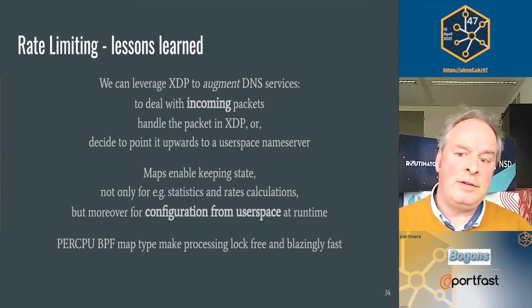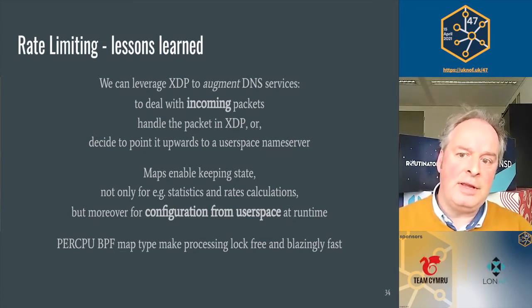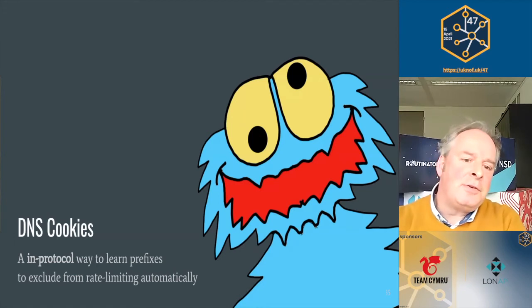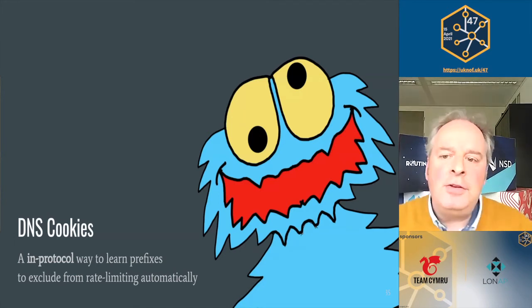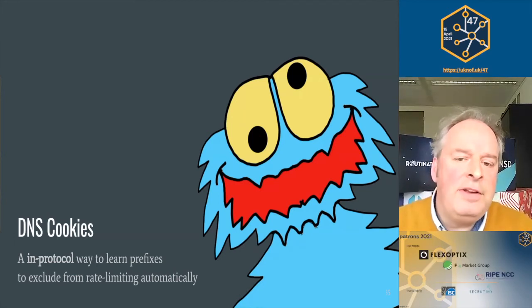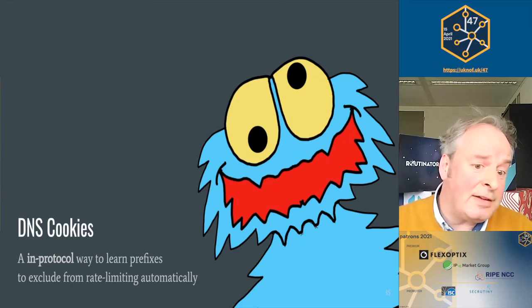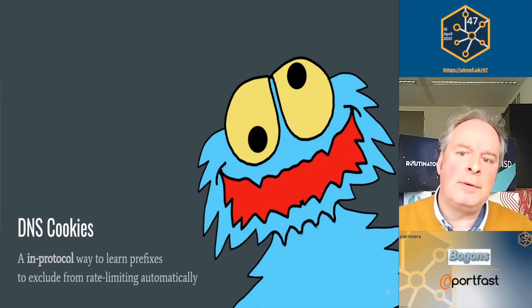Which is what we did with the prefixes that need to be excluded. So if we talk about rate limiting, we have to talk about DNS cookies as well. I showed you in the demo how to add prefixes to exclude from rate limiting. DNS cookies are a way to learn which prefixes to exclude automatically. So how does that work?